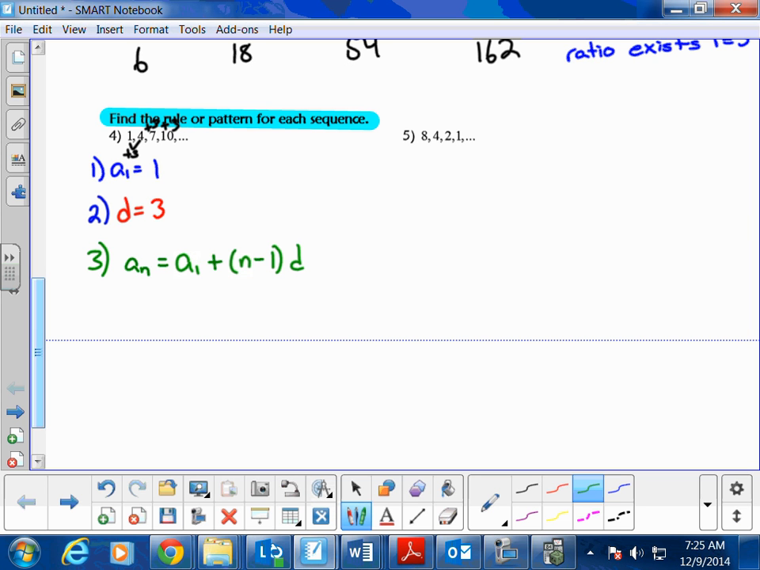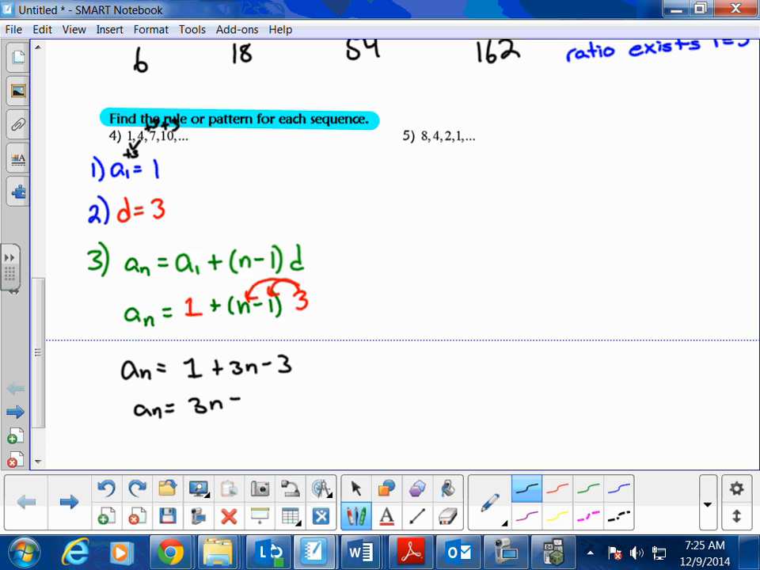So what we're going to do from here is a sub 1, 1 plus, actually, to make this better for you, let me do the substitutions in red. In our case, our d is 3. The only thing I need to do now is simplify. So a sub n is 1 plus 3n minus 3, which means the rule or the pattern for this sequence is actually 3n minus 2.